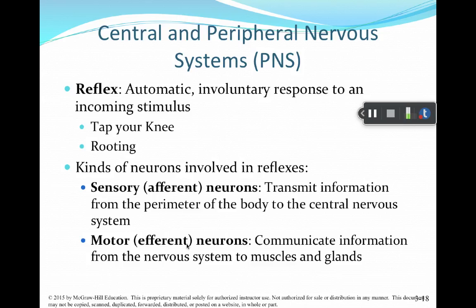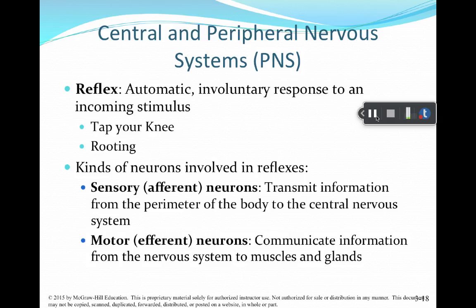When talking about the central and peripheral nervous system, it's important to talk about what we call a reflex, an automatic involuntary response. When you go to the doctor and they tap your knee, they want to see a kick. There's also rooting with infants: for the first 3 months, if you rub an infant's cheek, they will turn their head towards the source if they're hungry.